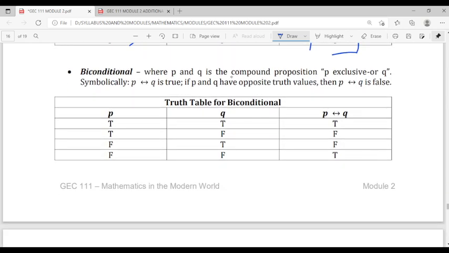Biconditional stands for this symbol. So, P exclusively or Q. So, we have the following given T, T, F, F, T, F, T, F. Then, the biconditional of P exclusive or Q. So, if P and Q are true, then we have true. If P is true, Q is false, false. If P is false, Q is true, false. Then if they have both false, false, then we have true.